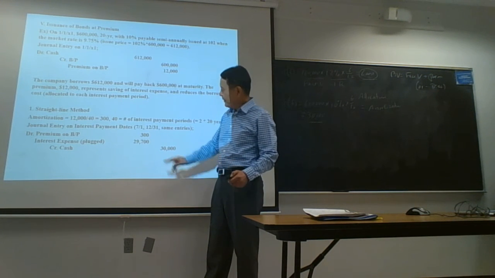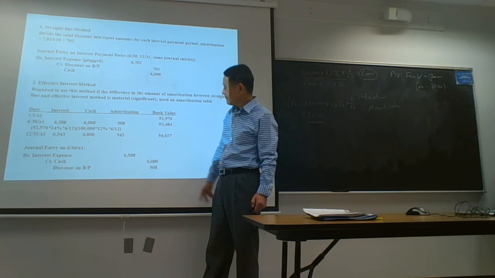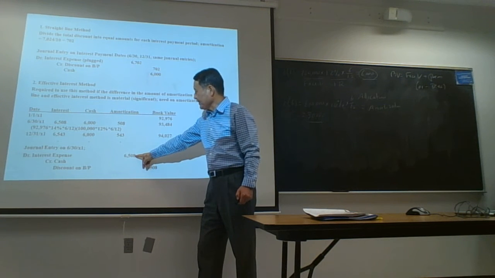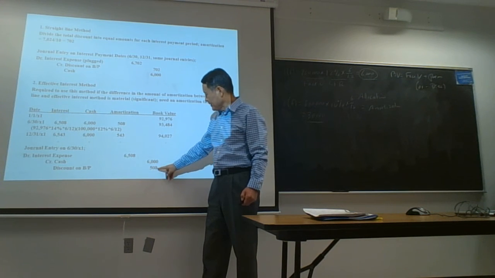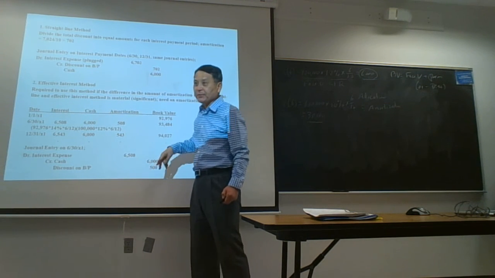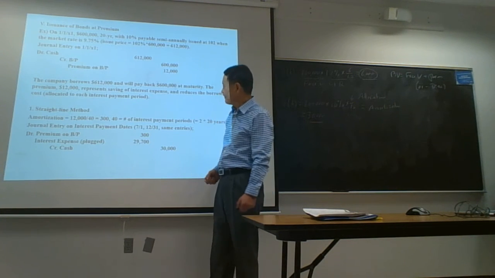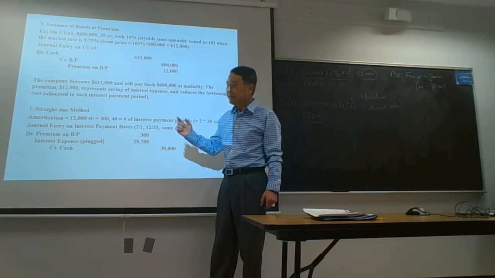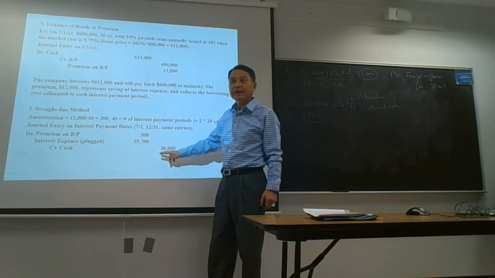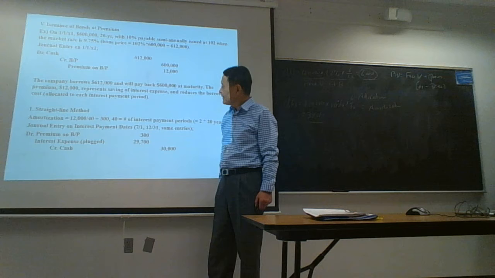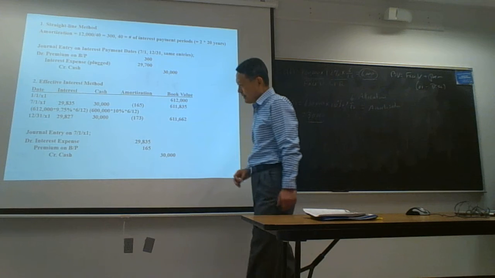So compare this with this. For a discount issue, the 6 months interest expense is greater than the cash payment because the amortization represents additional interest. But for a premium issue, there's a saving of interest, so the $300 means interest expense is less than the cash payment. On the effective interest method, we use the same table format.